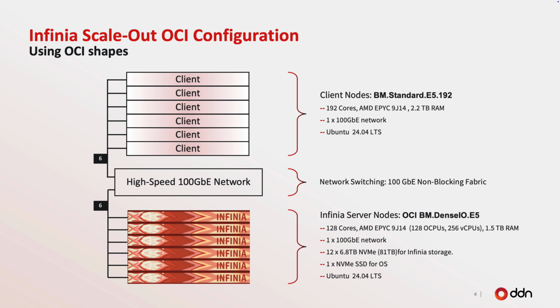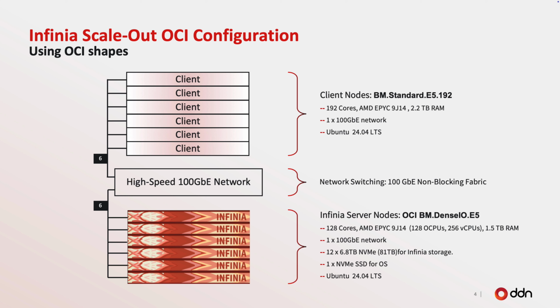For this test inside of OCI, we use 6 of the BM DenseIO.E5 compute instances as the hosts for the Infinia cluster. We then use 6 BM standard E5.192 instances for the clients. The reason is that these instances have single 100 gigabit connections, and we want to ensure that networking was not a bottleneck. Because of this, we wound up with systems that had a lot more cores than we actually used. In the DenseIO.E5 instances, we only used 32 out of the 128 cores available for the Infinia software. We are currently investigating what other OCI instances could be qualified to help prevent over-allocation of hardware.